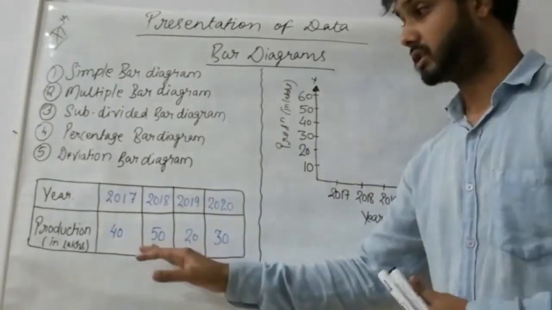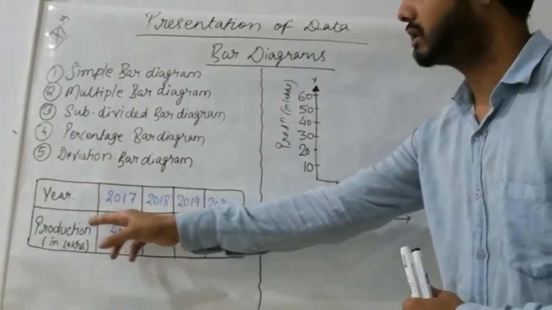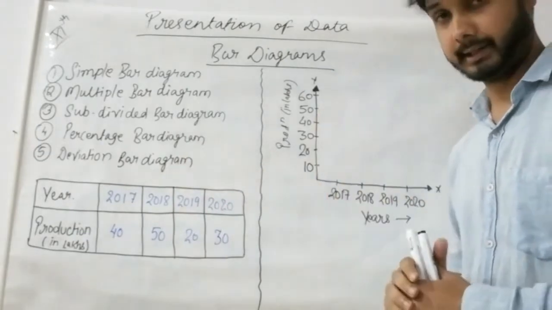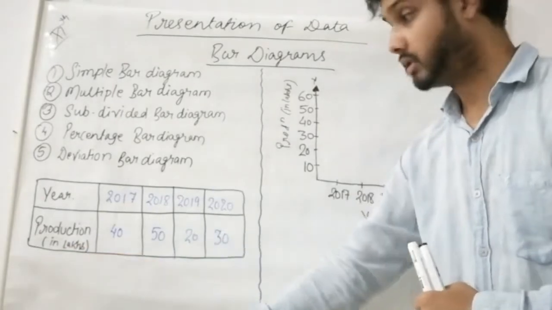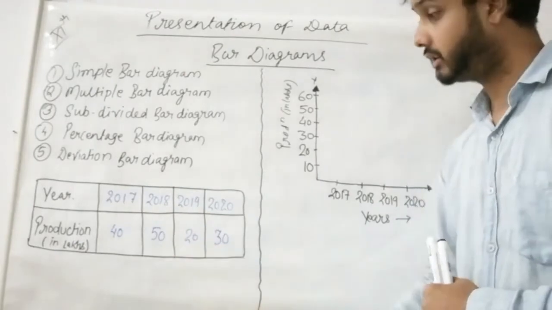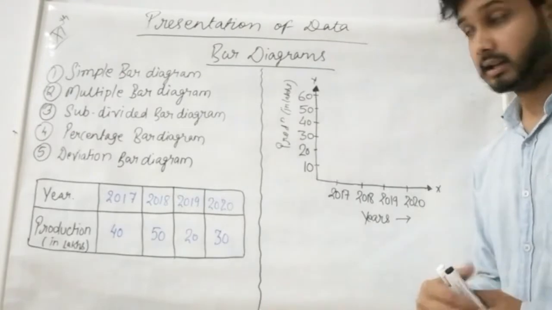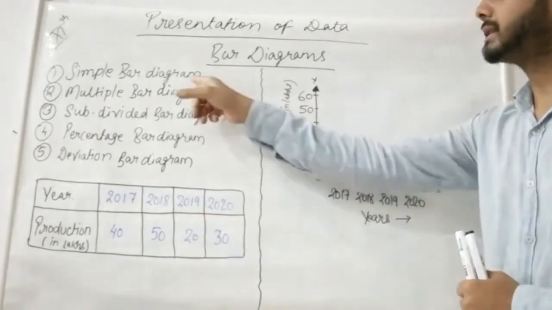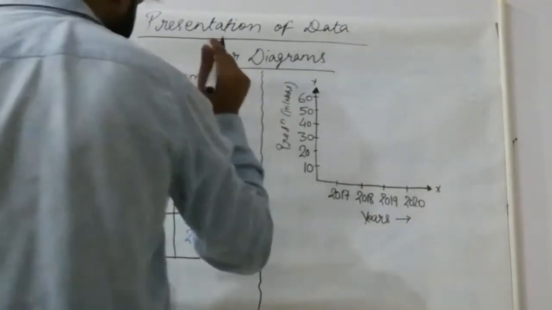We already have a question here, and we will understand through this. In this, the information given is the year 2017, 18, 19 and 20. We have the production of a company, in lakhs. So in 2017 it is 40 lakh, then 2018 50 lakh, 2019 20 lakh and 2020 it is 30 lakh. So this is the information that we have and we need to represent this in the form of a simple bar diagram.